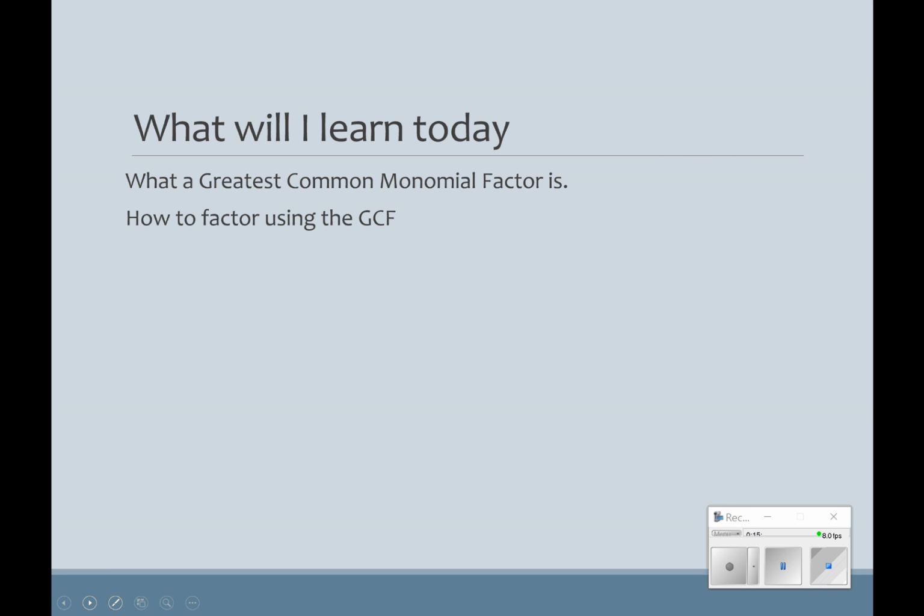So hopefully today you learned what a greatest common monomial factor is and how to factor it using the greatest common factor.